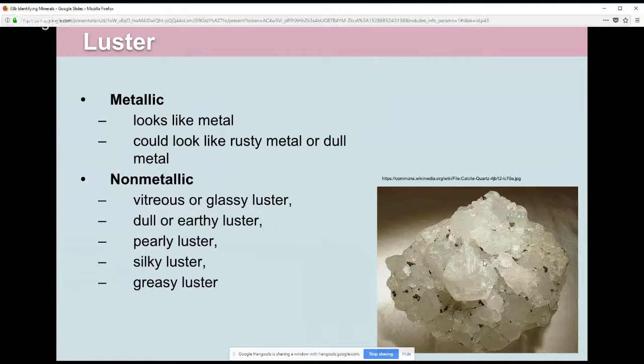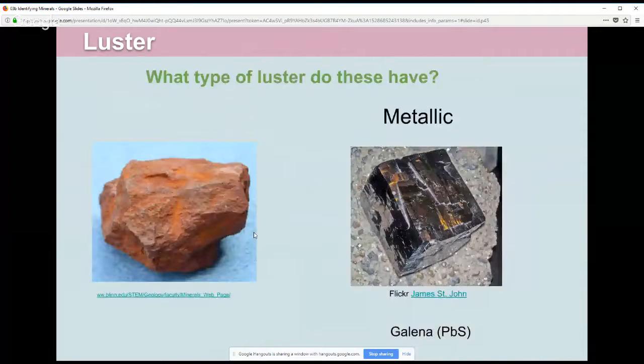Here's a beautiful example of some quartz, where you can see there's a lot of glassy looking lusters happening in this specimen. You can also have an earthy luster, a pearly luster, silky luster, greasy luster. They're all intuitive names for how the piece is reflecting light, not so much the color, but the general texture appearance.